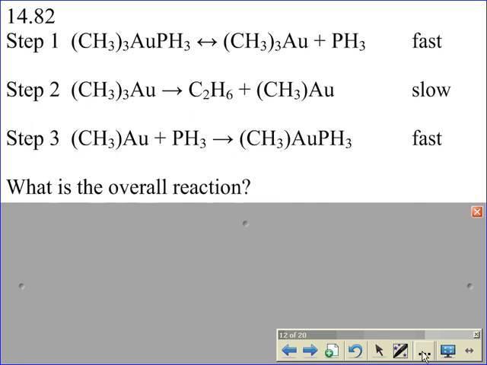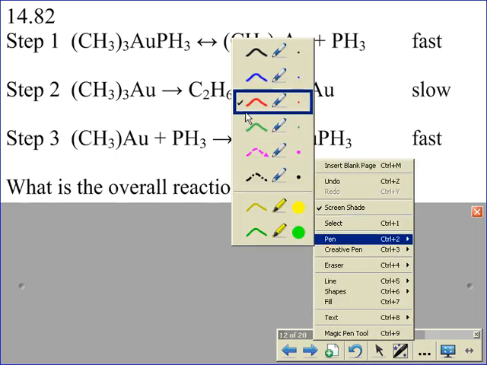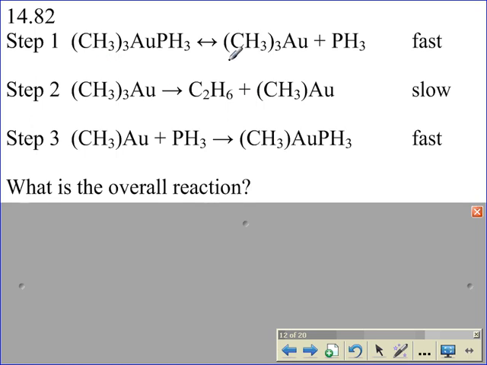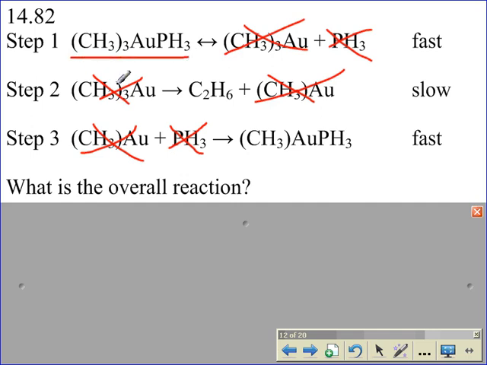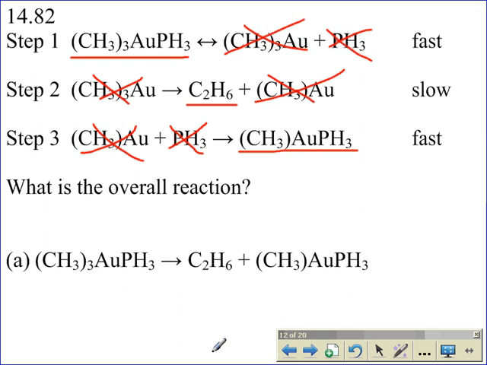So the things which persist, which stick around, don't get crossed out. This one gets crossed out because it shows up and disappears. This one gets crossed out because it shows up, then it disappears. This gets crossed out because it's formed in this step and consumed in this step. So I'm just left with these 3 parts. My original compound decomposes into these 2 parts. That's my overall reaction. I find it by eliminating all of the intermediates.